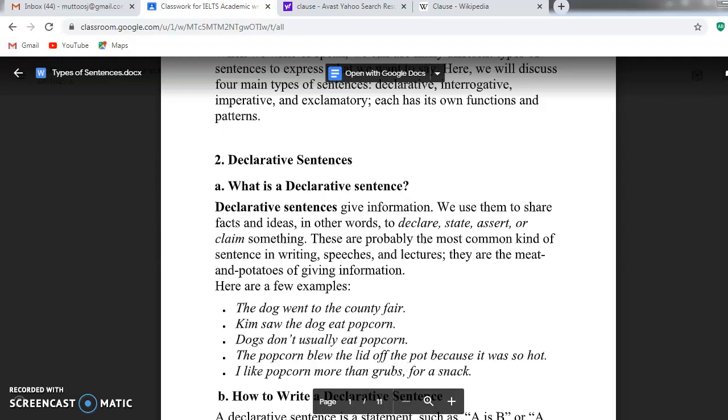Declarative sentences. What is a declarative sentence? Declarative sentences give information. We use them to share facts and ideas. In other words, to declare, state, assert or claim something.